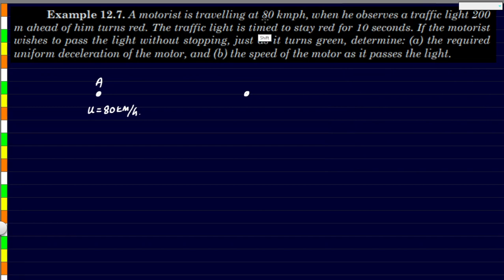So at that point he observes a traffic light which is at a distance of 200 meters ahead. So the distance that we have between the point A and point T, being of course the traffic light. So here let us say we have this traffic light, and this traffic light has turned red, and he also sees there is a clock here, and the clock is showing a time of 10 seconds for him. Clock is showing a countdown of 10 seconds for him.